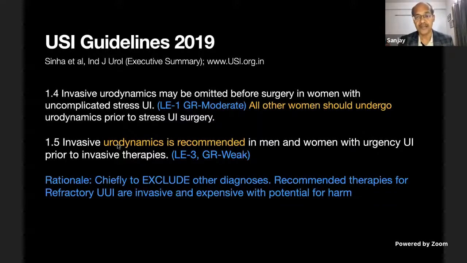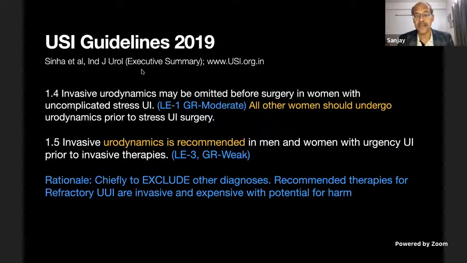That onus is on us. And any woman who doesn't perfectly fit into that definition should undergo urodynamics prior to surgery. Invasive urodynamics is also recommended in men and women with urgency incontinence prior to invasive therapies by the USI guideline. But remember, other international guidelines do not recommend this.